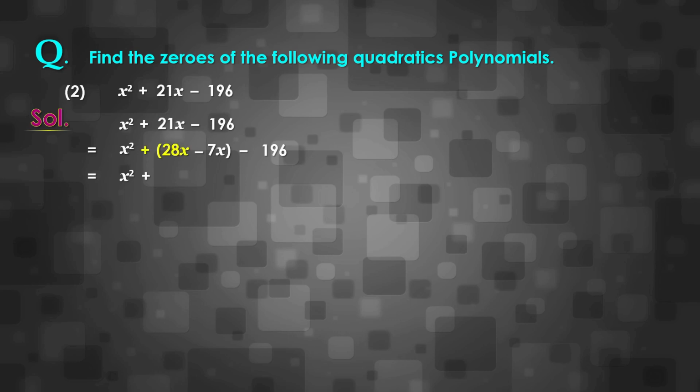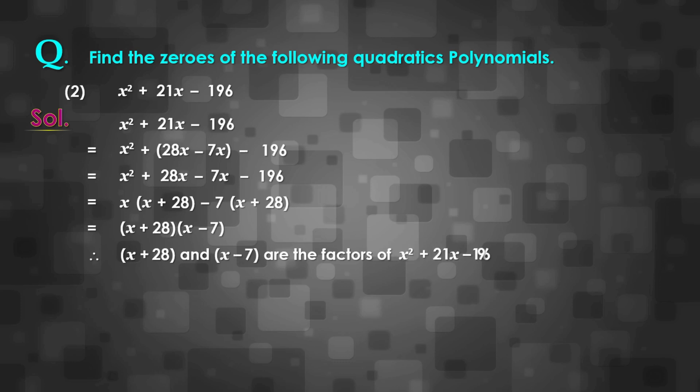Now we group the terms. From the first two terms, we take x common. This gives x multiplied by x plus 28. From the next two terms, we take negative 7 common. This gives negative 7 multiplied by x plus 28. Now we take x plus 28 common. So we get x plus 28 multiplied by x minus 7. Therefore, x plus 28 and x minus 7 are the factors.